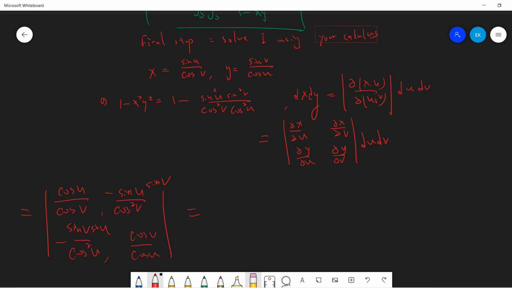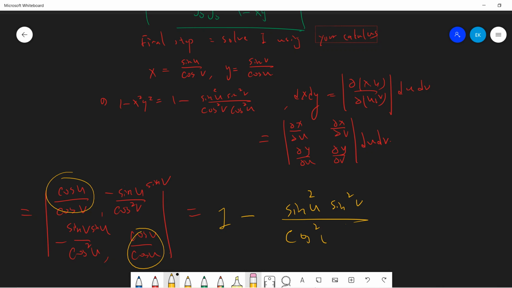So you calculate determinants, right? It's just product of this minus this. So you get a cosine u cosine. So you see these two are reciprocals, right? So their product is 1 minus sine u squared sine v squared cosine u squared cosine v squared. Okay, so if you're smart enough, you see they are exactly the same.